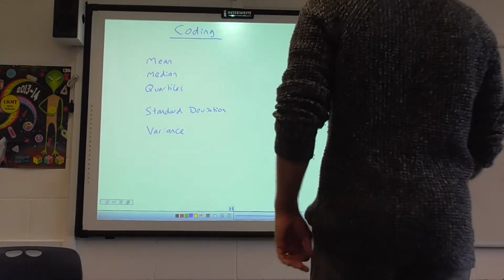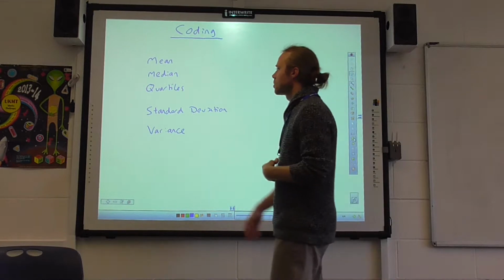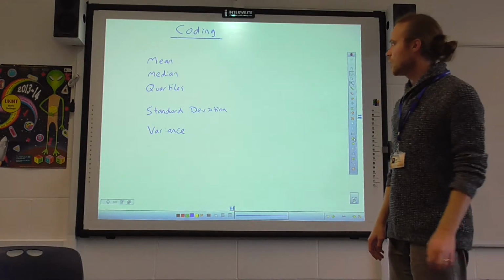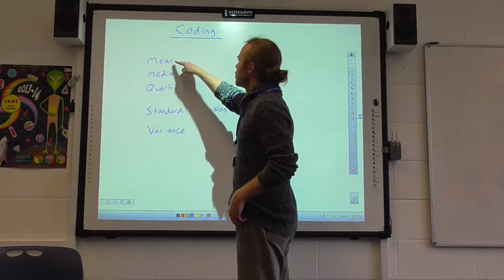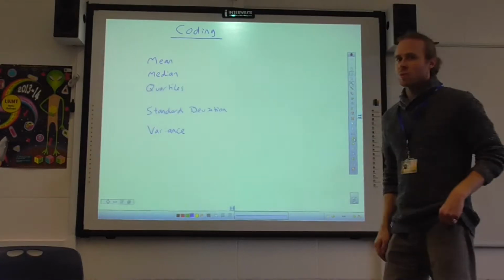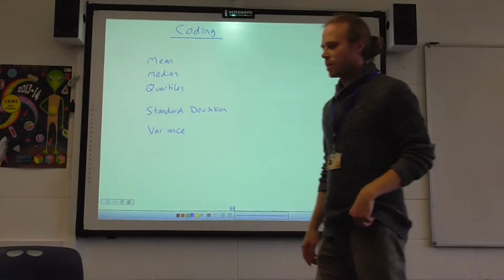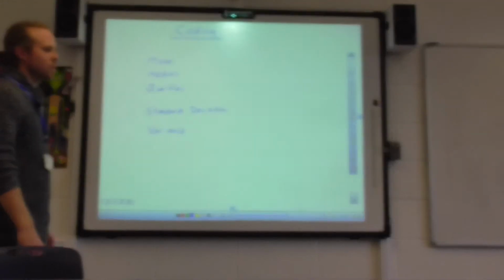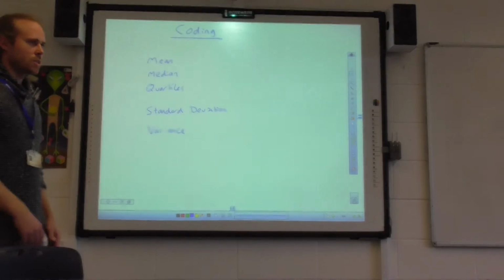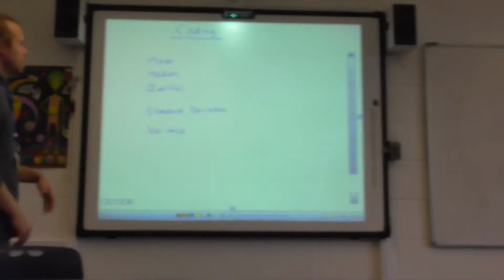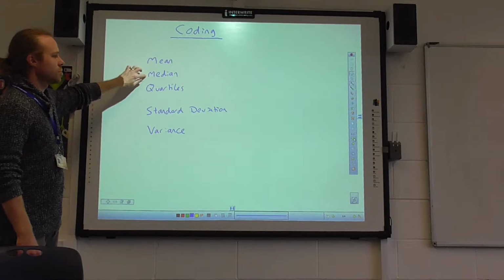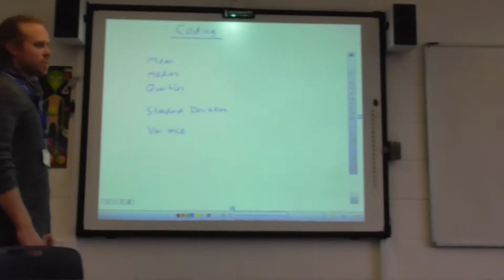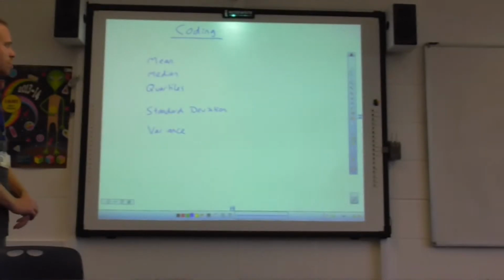Welcome back to coding. So we're going to have a quick discussion about how coding might affect other statistics that you could calculate. In the previous video you saw that the mean was affected by the code in the same way that the original data was. So the mean is representing the centre of the data. Another way that you can represent the centre of the data is the median. So hopefully it will be straightforward to you that the median would be affected by coding in the same way as the mean.